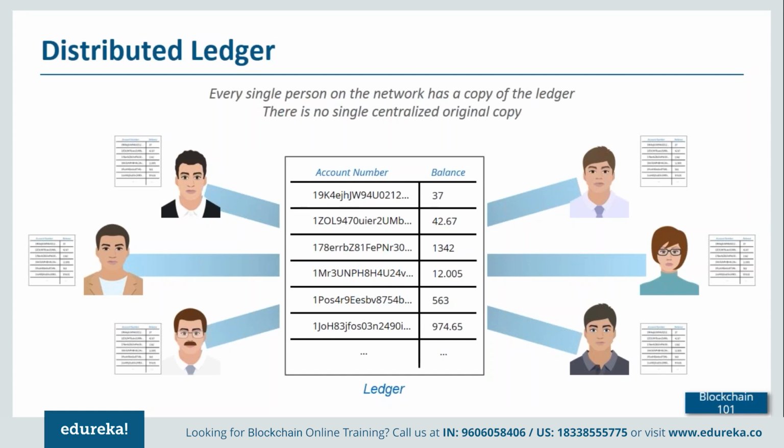Now, you might be wondering, if you have a copy of the ledger, can you not just modify the ledger and make profit out of it? Definitely not. This is where the peer-to-peer network of the blockchain system comes into play. Because even if you try to manipulate a ledger, it is only reflected in your ledger.